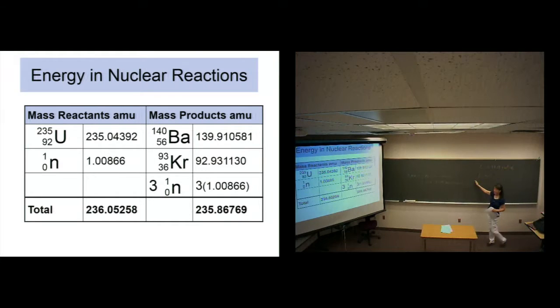And I want energy to be in joules. So 1 joule is a kilogram meter squared per second squared. That means mass has to be in what units then? Kilograms. I'm over there in AMU. We've got to get from AMU to kilograms, and then we can put it in here. So let's think about how we're going to do that.